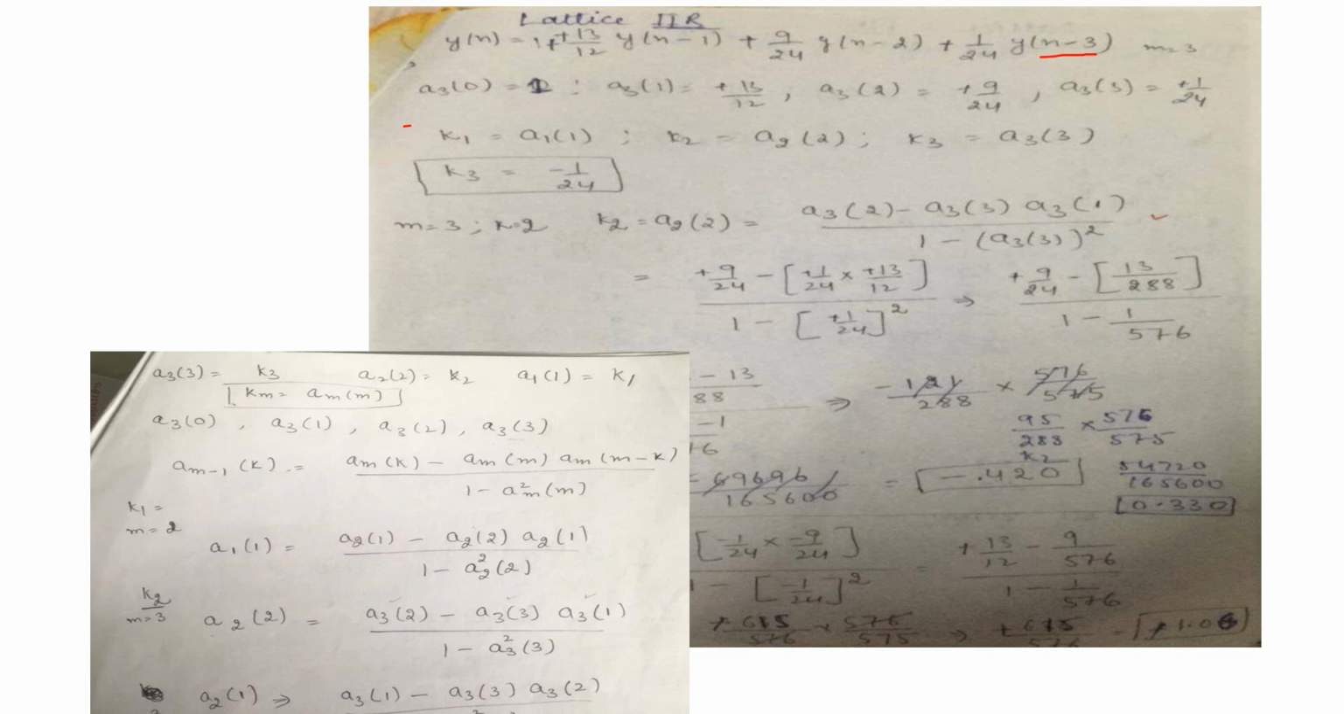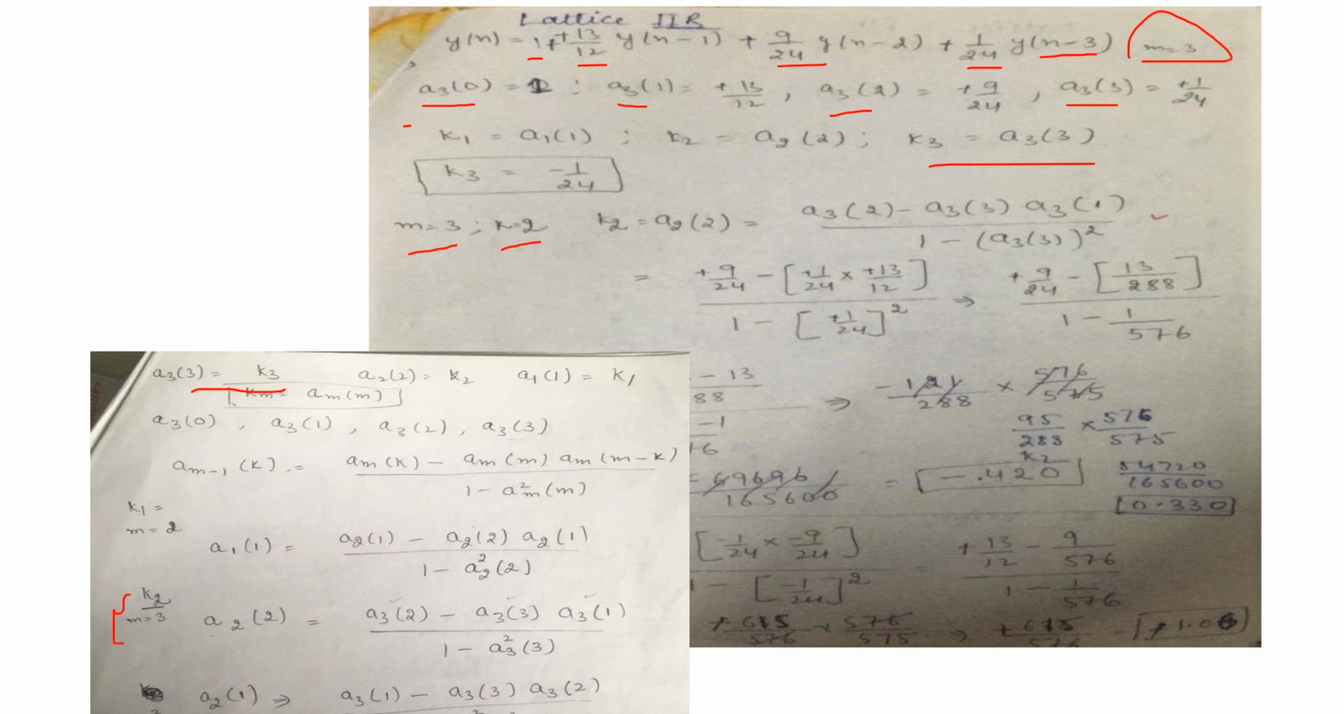Clear? So this is the coefficient of A3 of 0. This is the coefficient of A3 of 1. This is the coefficient of A3 of 2. And this is the coefficient of A3 of 3. And we know A3 of 3 is equal to K3. So K3 is given in this equation. You have to calculate the value of K2 and the value of K1. Okay, you have to calculate the value of K2 when m is equal to 3 because the order of the filter is 3. So where m is equal to 3 you are calculating the K2 value.